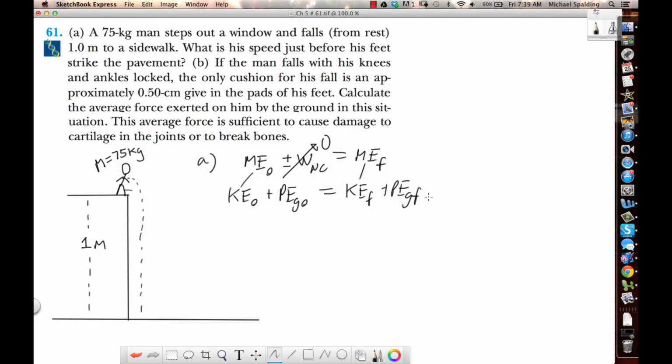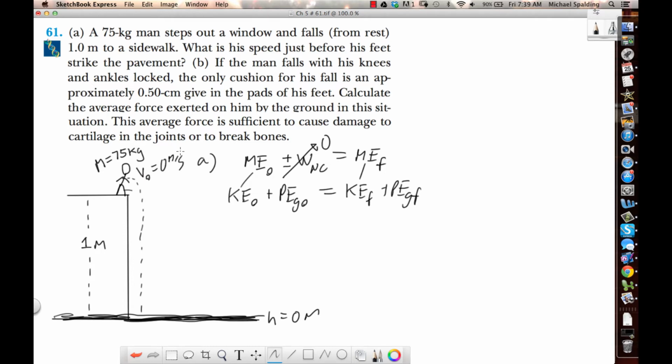Okay, so you got to set your 0 point. Whenever you do potential of gravity, you need a 0 point. So where's the 0 point going to go? I'd put it at the lowest point. The best place to put your 0 point is at the lowest point in the problem. So down there is h equals 0. So up here, what type of energy does he not have?